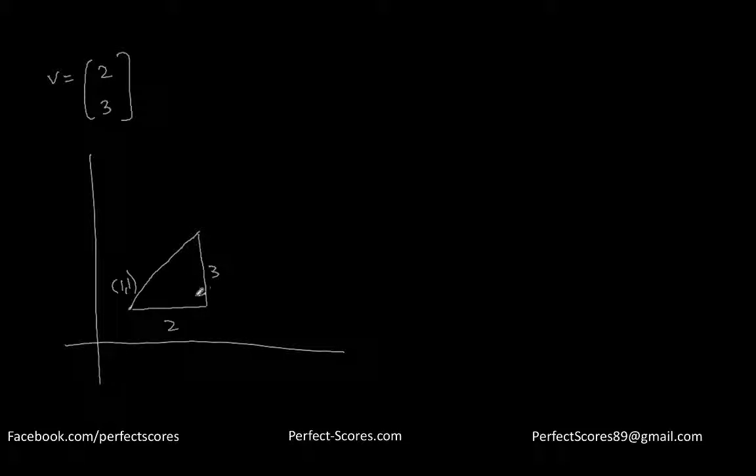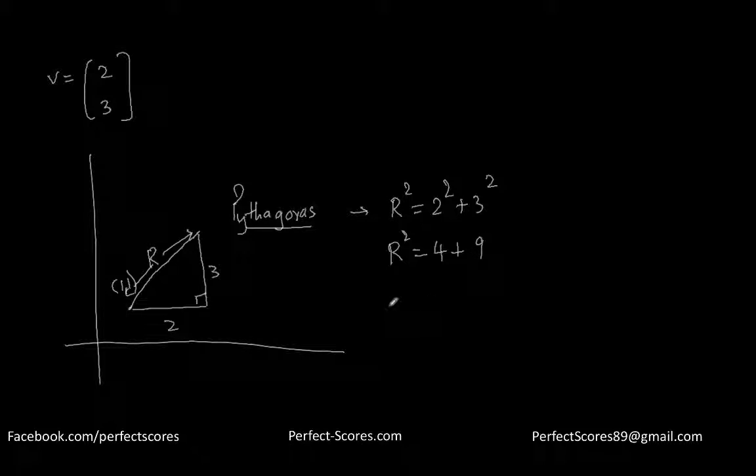Now, if you want to find the magnitude of this vector, that means the value of this r, this length over here, you can easily apply the Pythagoras theorem. Now, what's the Pythagoras theorem? It says that r square is equal to 2 square plus 3 square, which means r square is equal to 4 plus 9. That means r is equal to the square root of 4 plus 9, that is the square root of 13. That means the magnitude of this vector is the square root of 13.